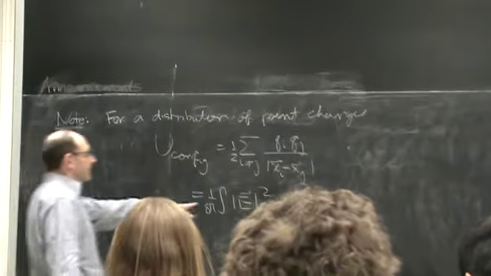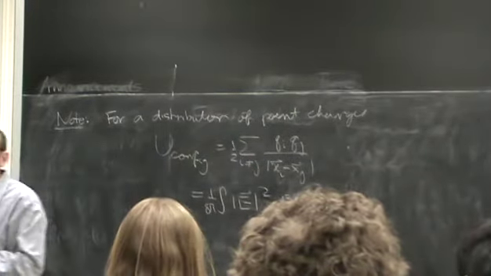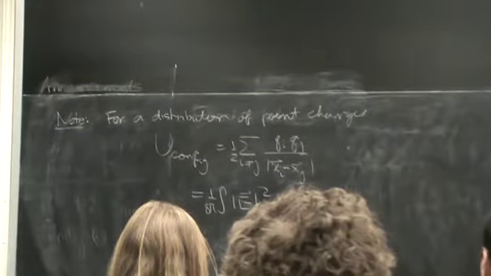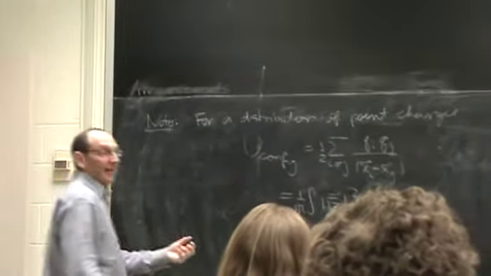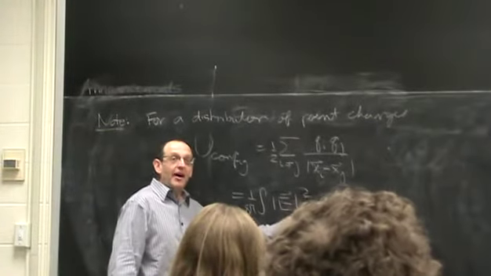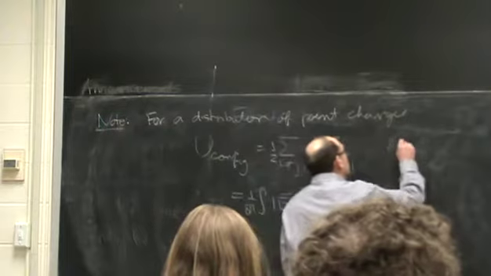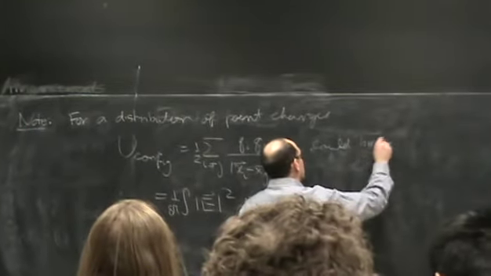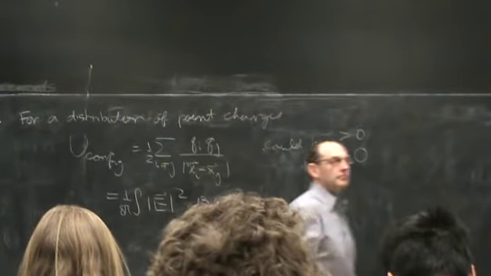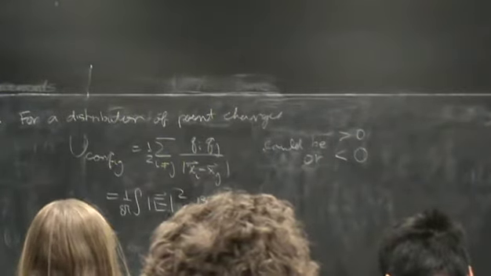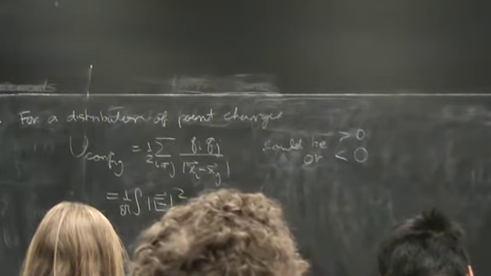Now, this is always positive, right? Because the square of the field is a positive number. And then we integrate over positive volume elements, so it's positive. Whereas this could be positive or negative. So what the heck happened?